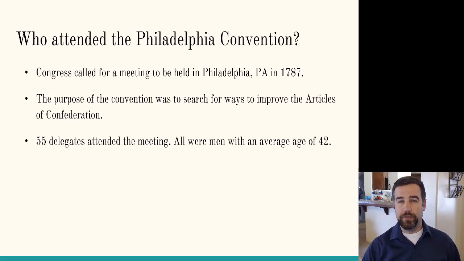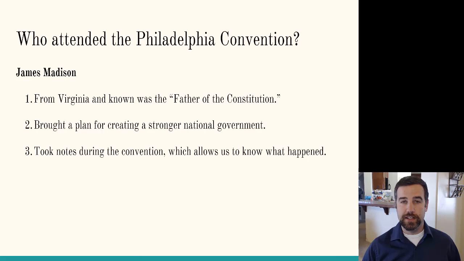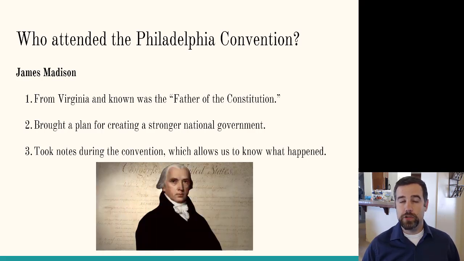In the end, we have 55 delegates attending this meeting from almost all of the states, and most of them were very young. The average age was about 42, and they were all white men, just considering who everybody was that attended. Of the 55, we're just going to focus on a couple of them. All of them are very important, but first, let's start with James Madison.